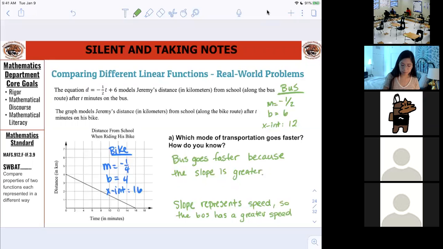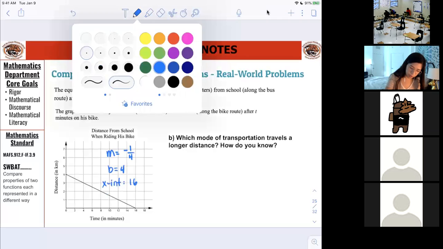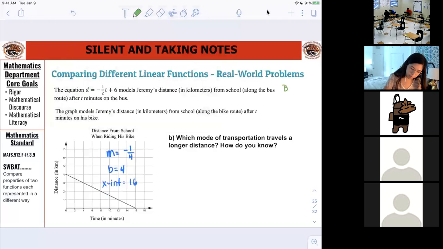Awesome. For B, which mode of transportation travels a longer distance? Longer distance. And again, I'll write everything again. I wish it copied onto the next slide, but I just have to manually rewrite it. So while I write it, think about it. Which one travels a greater distance?